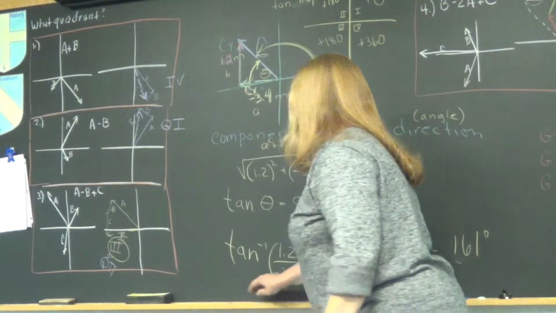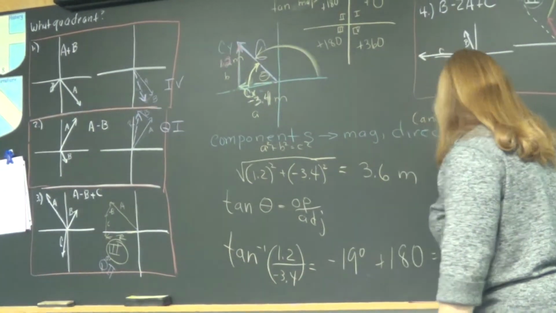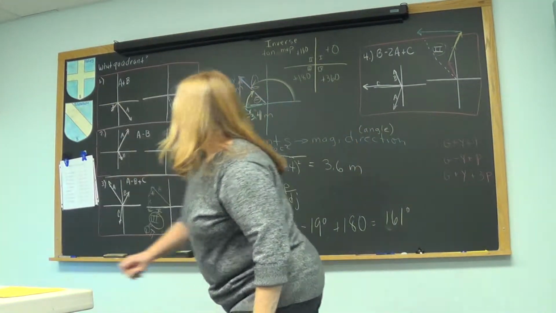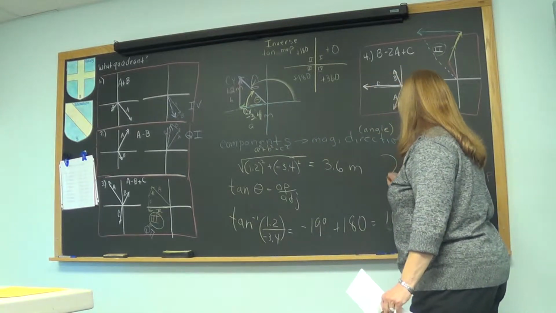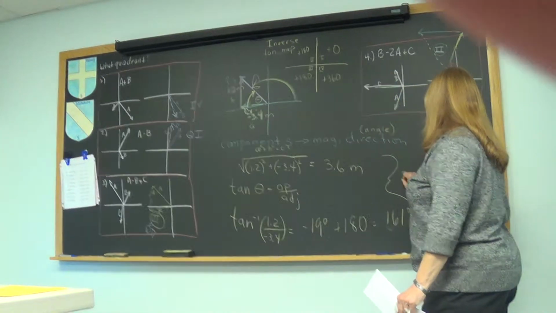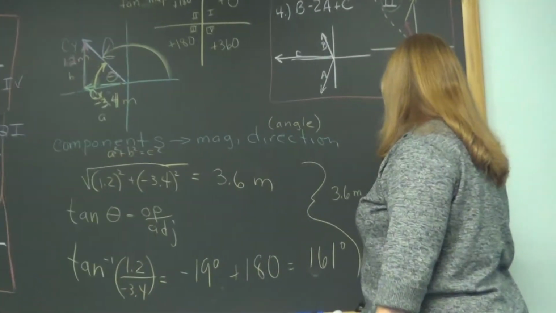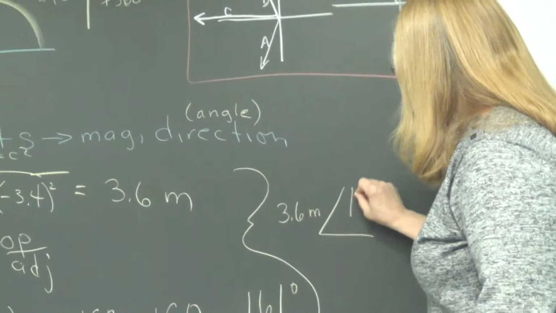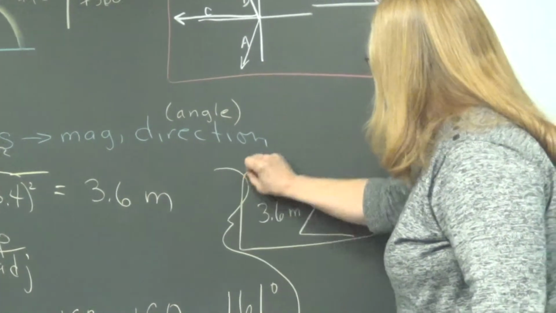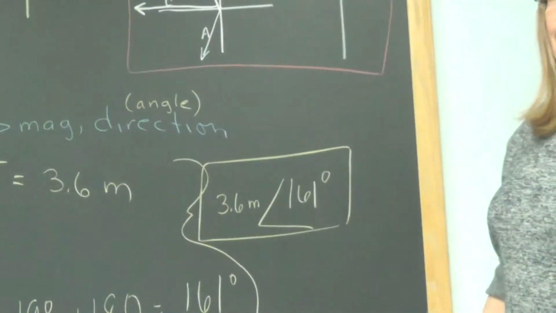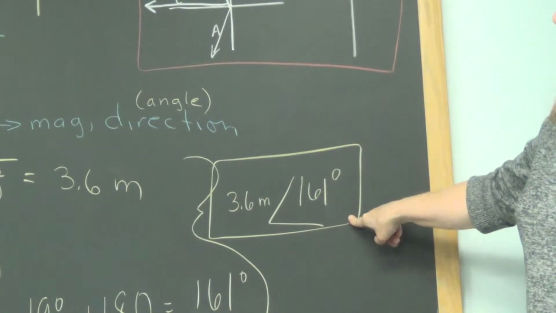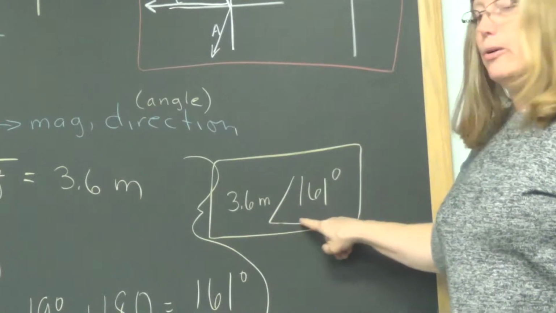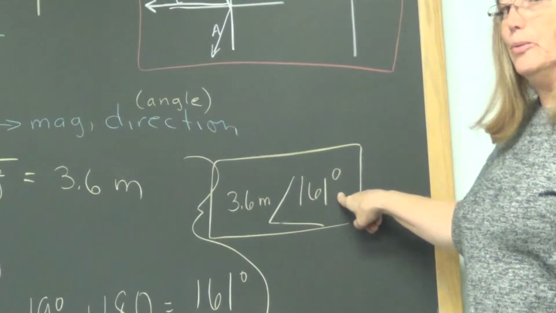Here's the form I'd like you to put it in at the end. I don't know if I said that the other day. I want you to take this information and present it like this: 3.6 meters, angle 161. Did I show you that? You do have it written down? Okay, so this is how I want the form to look: the magnitude with the unit, then that angle sign, and then the 161.